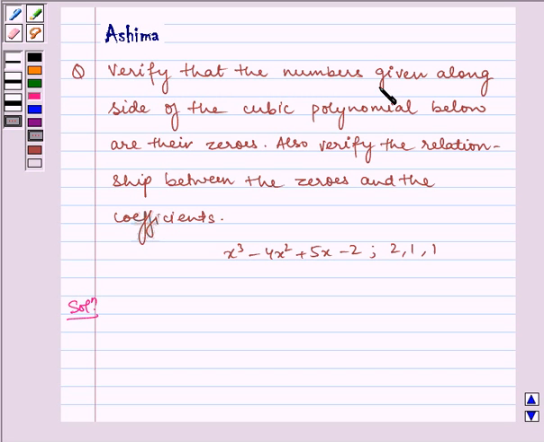Verify that the numbers given alongside the cubic polynomial below are their zeros. Also verify the relationship between the zeros and the coefficients. Given to us is x cube minus 4x square plus 5x minus 2 and zeros are 2, 1, 1. So given to us is p of x is equal to x cube minus 4x square plus 5x minus 2 and zeros are 2, 1, 1.